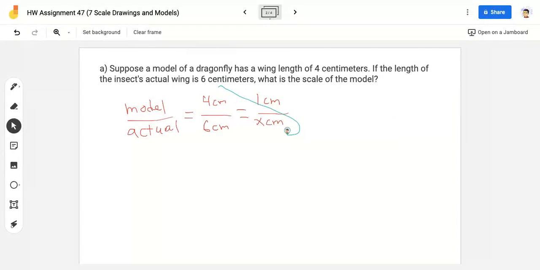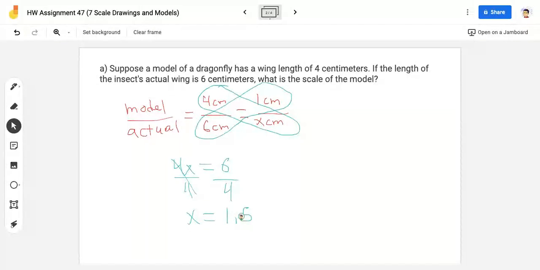So just so we can get a nice scale, I'm choosing 1 centimeter just so that I can scale it down to something a little easy for us, okay? So let's see what the math will bring us to. So we'll have 4x is equal to 6 if I use my cross product. If I divide by 4 on both sides, because that's my inverse operation, I will get that x is equal to 6 divided by 4, which is 1.5.